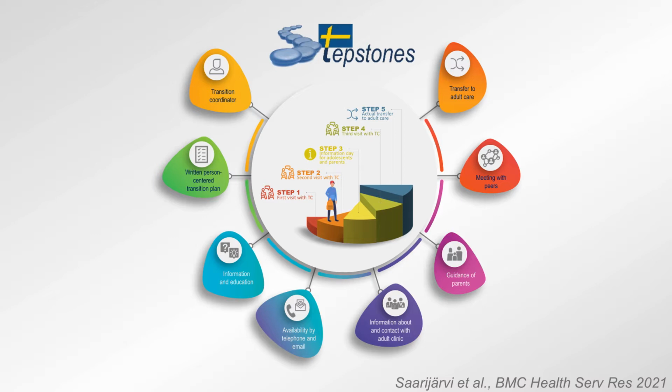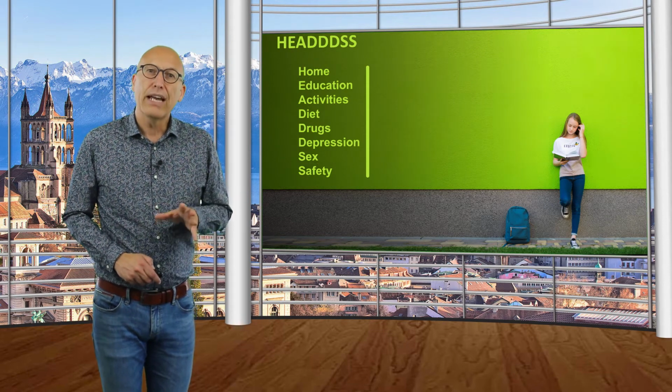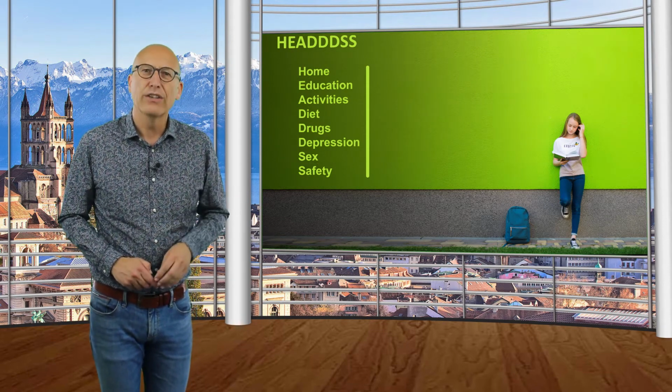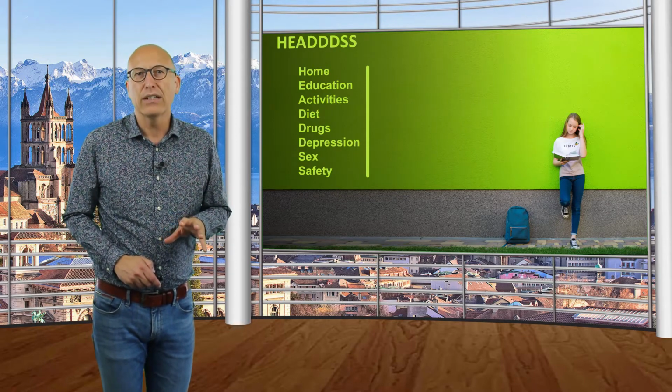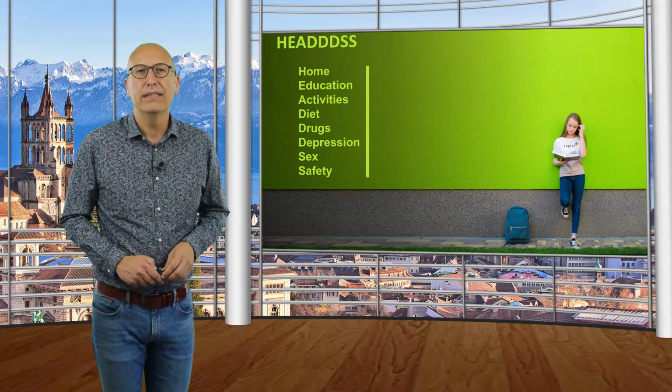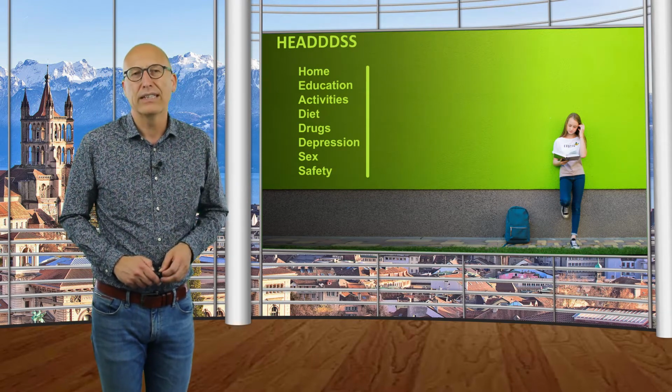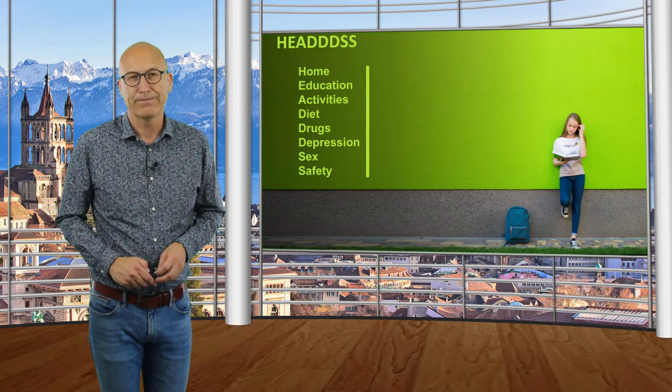A first meeting with the transition coordinator, a second meeting with the transition coordinator. The third step is an information day for adolescents and their parents, where they can meet their peers. Then a third visit with the transition coordinator, and then finally the actual transfer to adult care. An underlying principle, which you all are familiar with, is the HEADSS. And indeed, all the communications and all the interventions during the meetings are based on the HEADSS health interview.